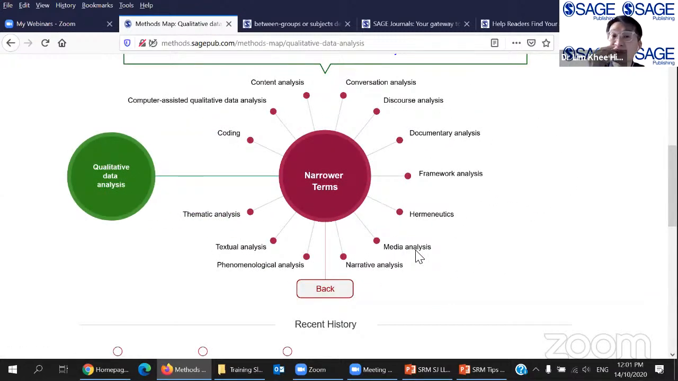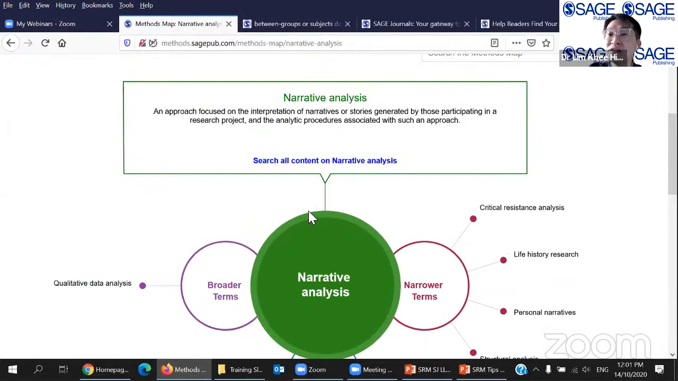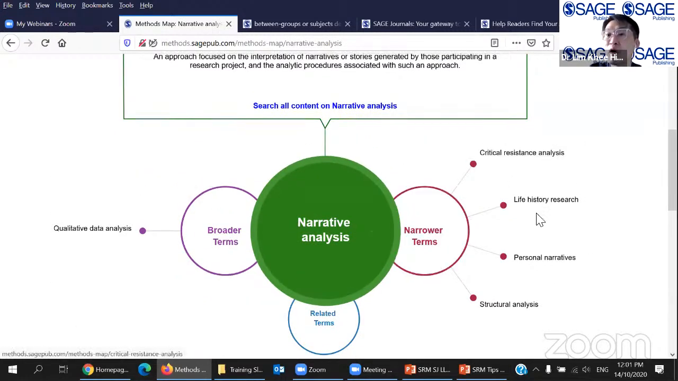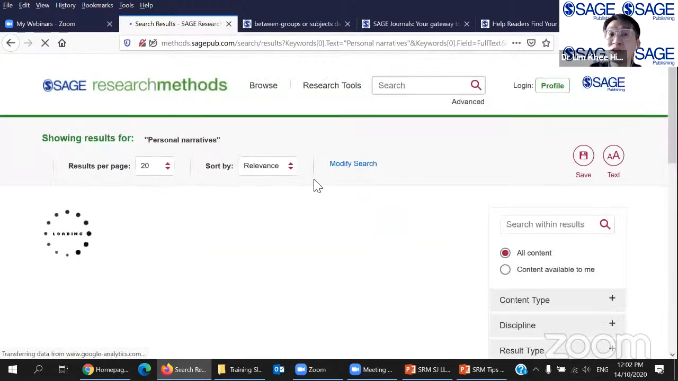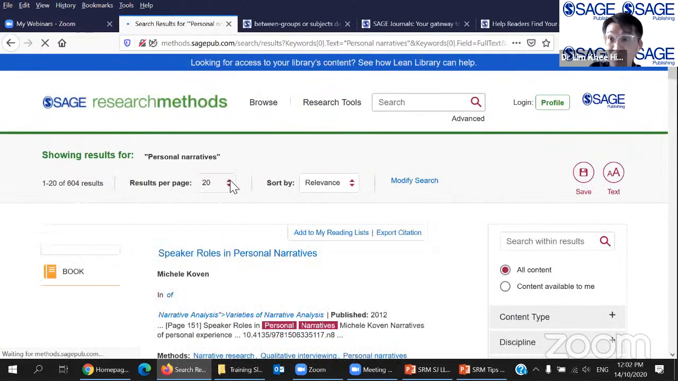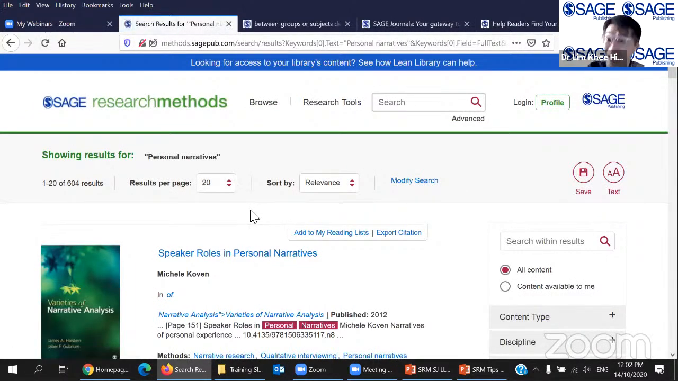So if, for example, today I do an interview, and in the interview somebody is telling you a story, you're supposed to discern the story. Humanities, social science, so it becomes a narrative analysis. And you want to see, under narrative analysis, do I have more different methods to look at? Some of them are personal narrative. Some of them are whole life history research. So if this is what you would like to look into, then you can click in further to find all the papers, all the information related to so-called personal narrative. That means somebody is telling you a personal story, the experience.